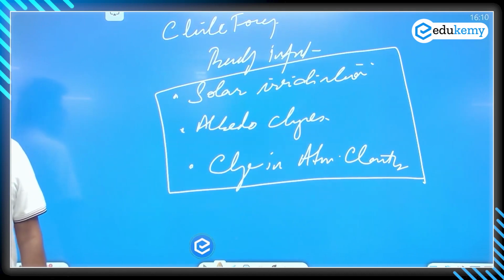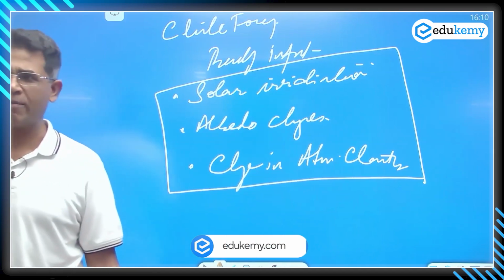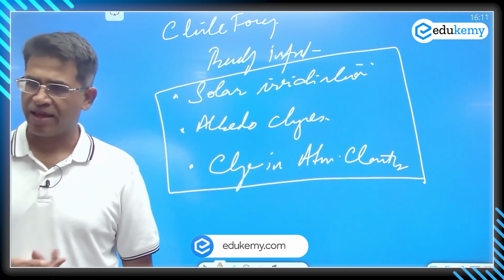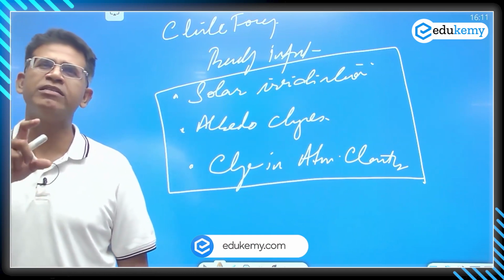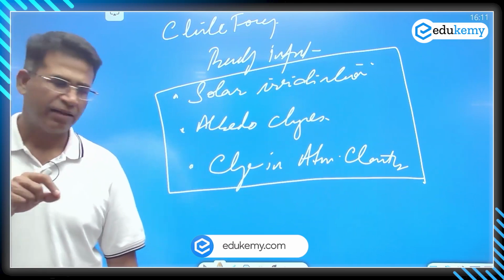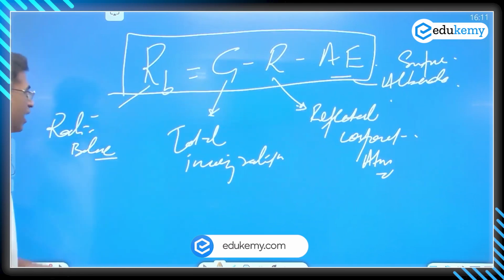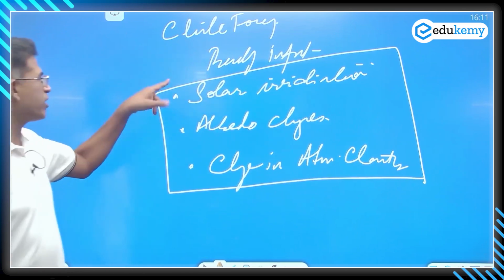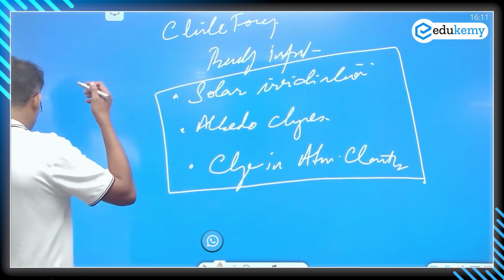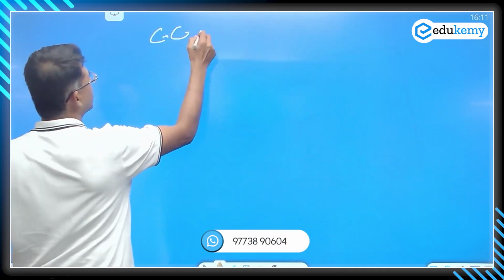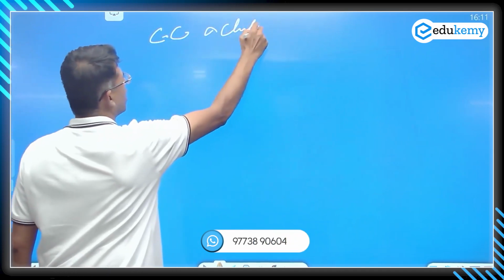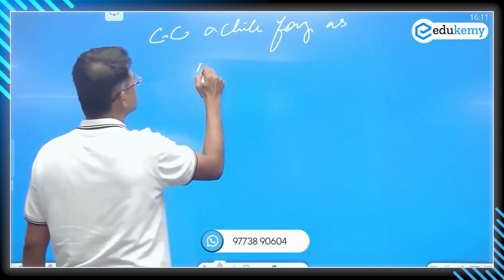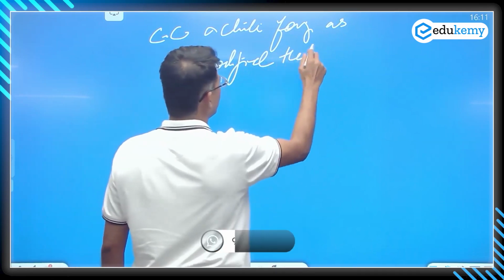So what I'm looking at is, if the question asks you about climate change, okay, don't write a regular answer. Write a paragraph on how climate change and climate forcing are related. Maybe give this equation where you can give these terms, and explain on the basis of these terms. Okay, so now to explain this, your heading will be climate change and climate forcing as modified heat budget.